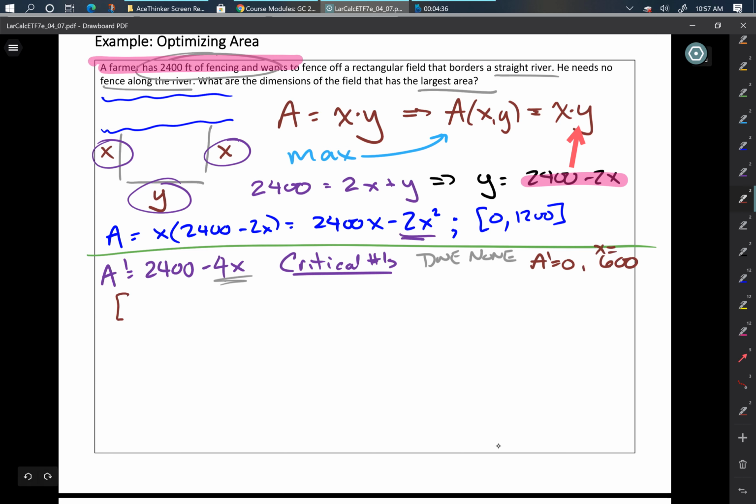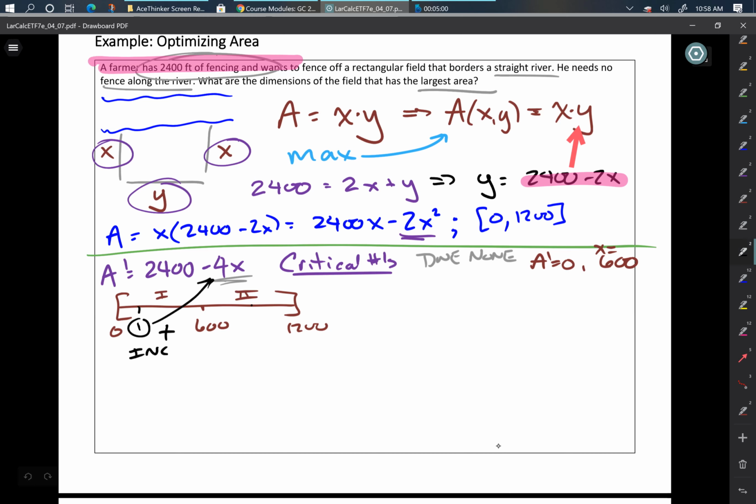So now I'll test. I'm limited to 0 to 1,200 and one critical number at 600. That gives me two intervals to test. I'll pick interval number 1 first, and I'll use 1 because I'm lazy and that's easy. That's going to give me positive, which means we are increasing on that interval. Our area is increasing between 0 and 600 for x.